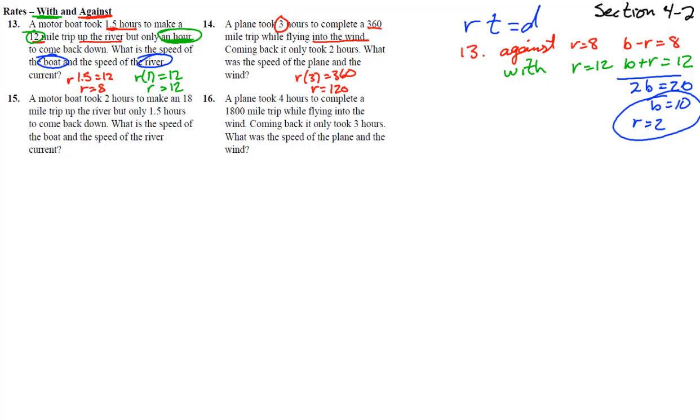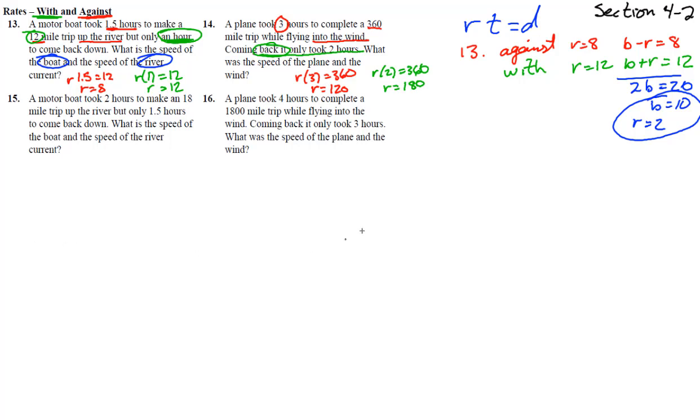Now, if we do the other one, coming back, it only took 2 hours. So it's flying with the wind on the way back. It only took 2 hours. So rate times 2 equals 360. That means its rate coming back was 180 miles an hour. So the wind pushed it home while it was fighting against it there.